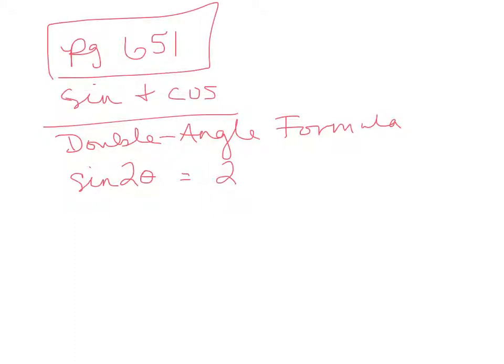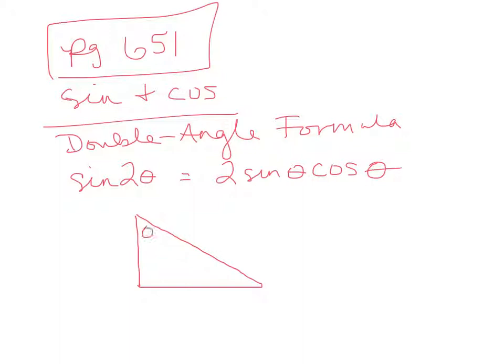Save the day. So sine of 2 theta is equal to 2 times the sine of the single angle times the cosine of the single angle. So let's do a problem with just this one to see how it's going to be used. We'll use a triangle one. So this is familiar to you, should be, right?